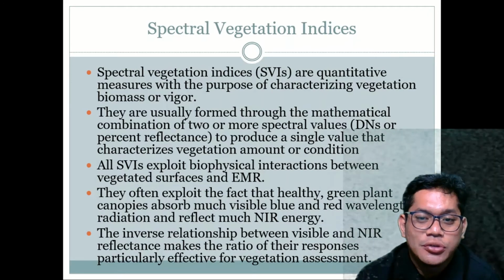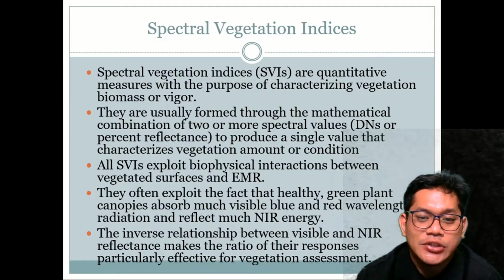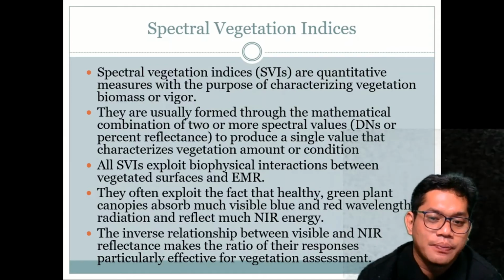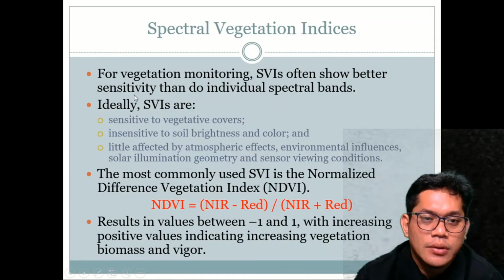Spectral vegetation indices are quantitative measures with the purpose of characterizing vegetation biomass, and they are usually formed through mathematical combinations to produce a single value that characterizes vegetation amount or condition. Okay, so for vegetation monitoring, spectral vegetation indices show better sensitivity than individual spectral bands, where they are sensitive to vegetation cover, less sensitive towards other things, and less affected by the atmospheric effect. And for this one, the one that we normally use is the normalized index.